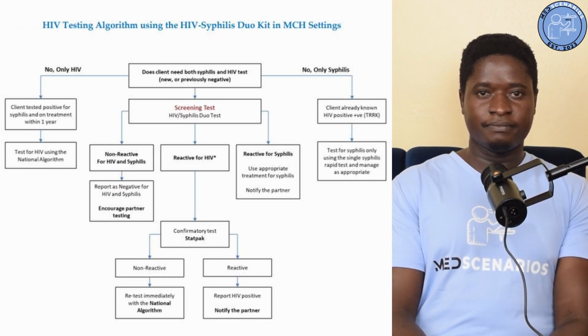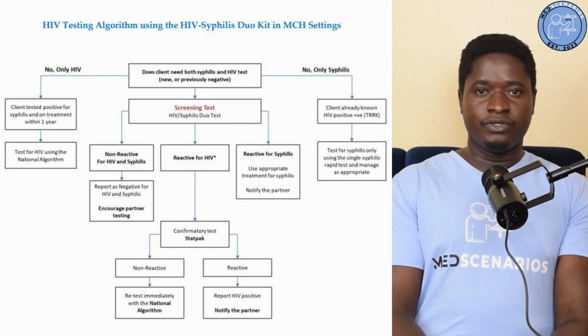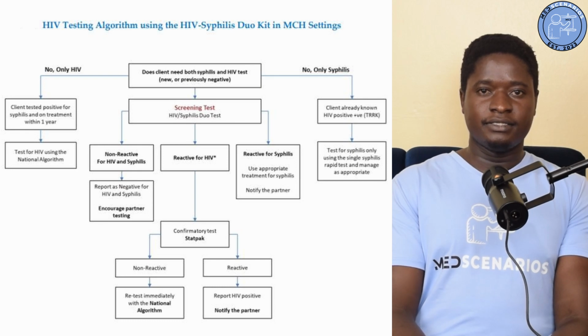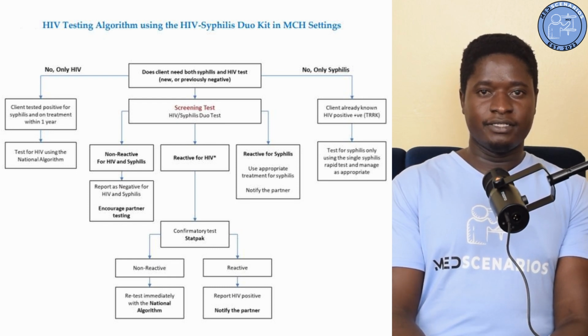If your patient knows their HIV status, but they don't know their syphilis status, you'd go ahead and test for the HIV using the national algorithm, which includes the Determine, SD Bioline, and Stat-Pak.